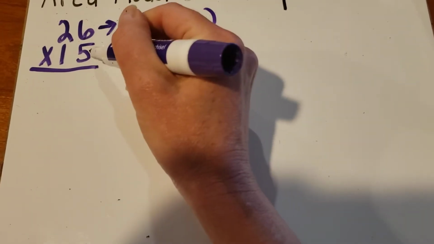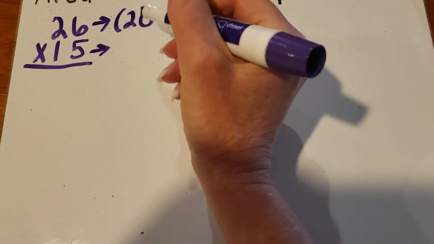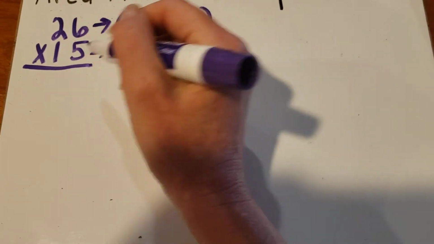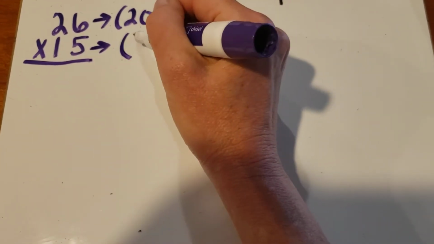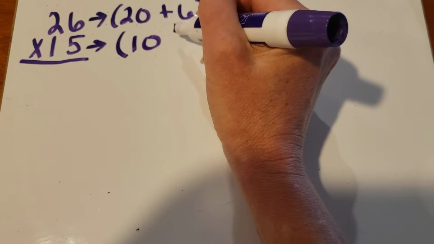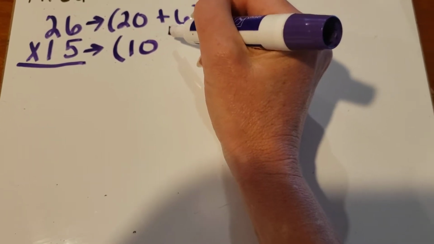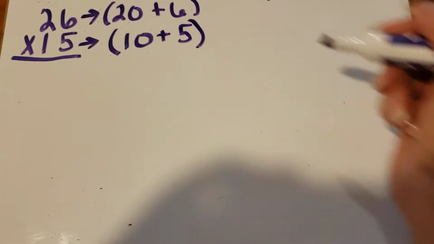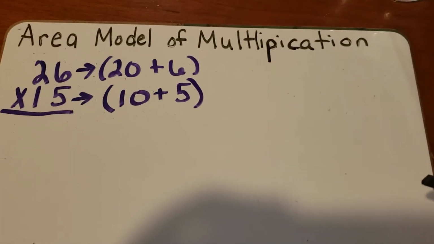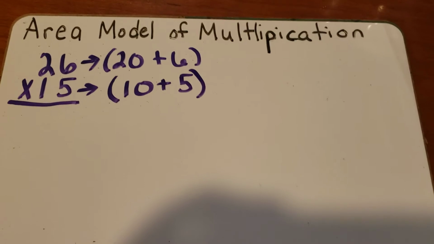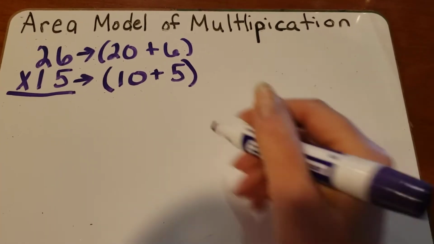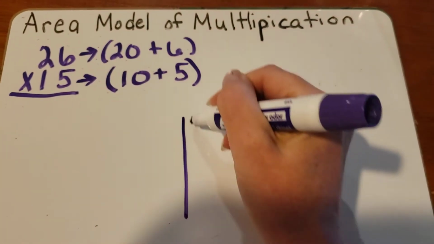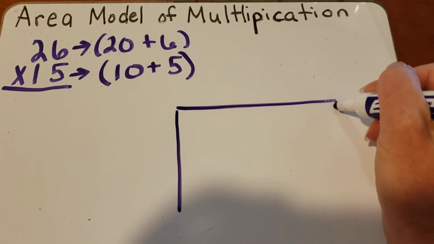Now before, when we had a single digit number down the bottom, we left it alone, but because we have a multi-digit number down the bottom, we're going to bring this into expanded form, break it up by its place value, and we're going to make this into 10 plus 5. Now again, this is the area model of multiplication. So we're going to use a rectangle to do our multiplication.